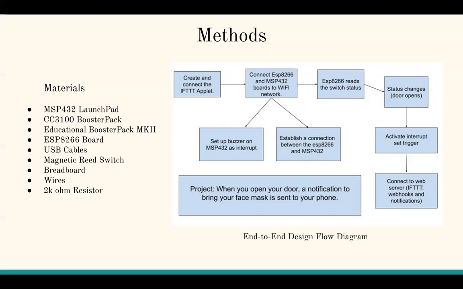Then the ESP is set to read the status of the magnetic reed switch mounted on the doors. When the door is open, the switch status will change and the ESP board will relay this event to the MSP board. After opening the door and changing the status, this will activate an interrupt, in this case the buzzer, and this will act as a trigger, causing the MSP board to connect to the IFTTT web server. Our final result will be to receive a notification on our phone from the IFTTT app.